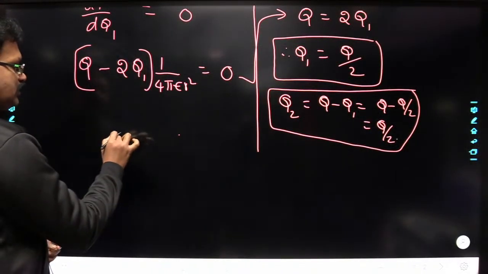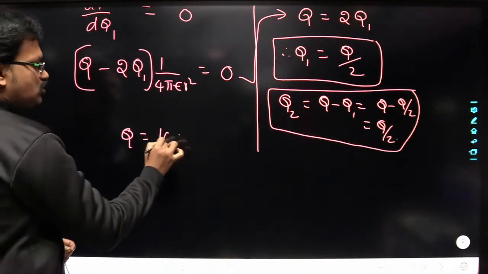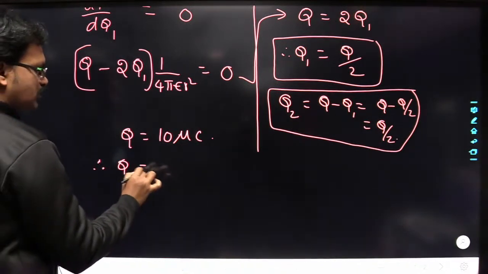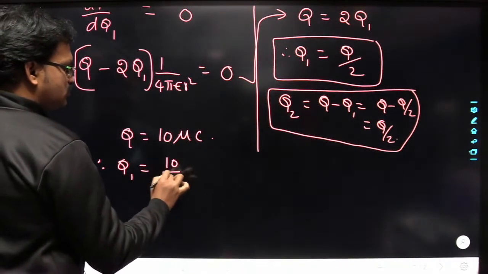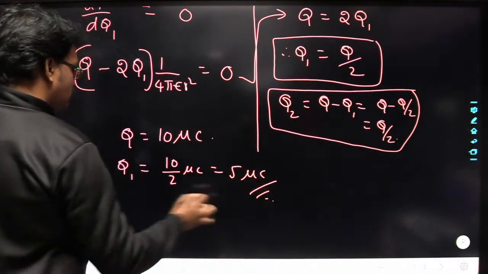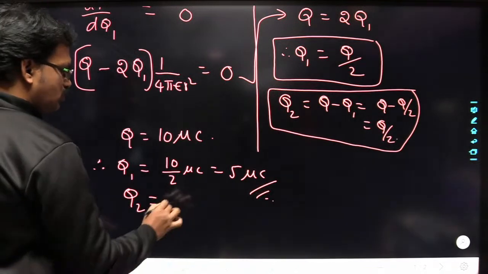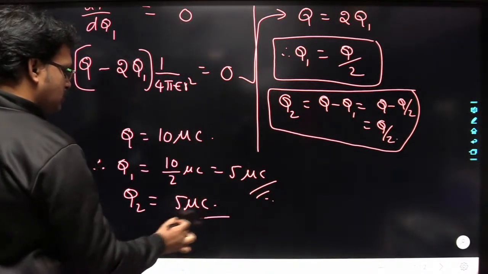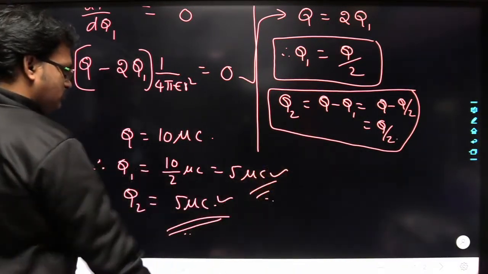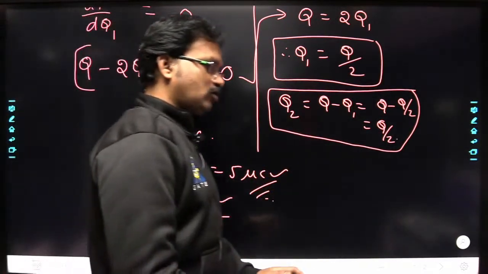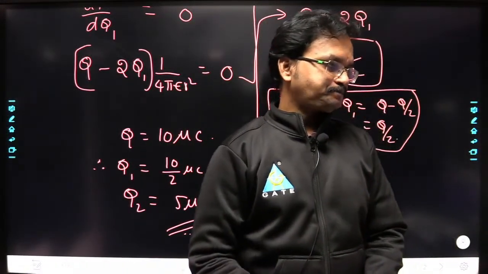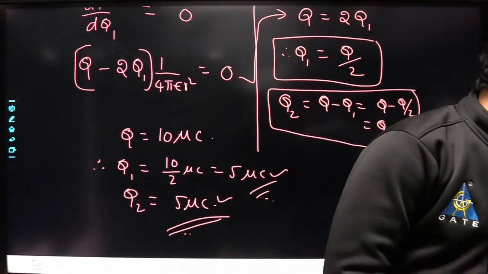They have given that the total charge Q is equal to 10 microcoulomb. Therefore Q1 is equal to 10 by 2 microcoulomb, that is 5 microcoulomb. And Q2 is also equal to Q by 2, that is 5 microcoulomb. So Q1 must be equal to 5 microcoulomb and Q2 must be equal to 5 microcoulomb. Okay, is this clear?